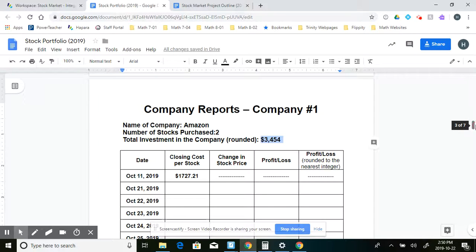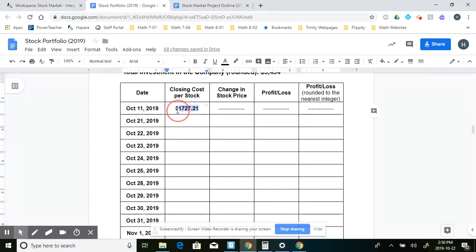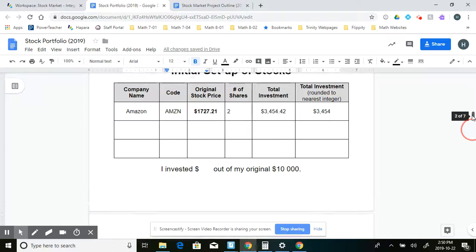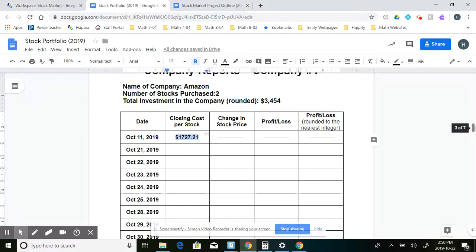Once we have that, we can start putting values into this table. This would actually be blank for you. So we would put in the initial value that we paid on October 11th for our stocks. That would be up here, and that also came from your project outline. So we're going to type that value in, $1,727.21. Now we need to figure out what was the cost on the 21st at closing. This is not something that you have to look up on your own in terms of going on Google Finance and figuring out what the closing costs were.